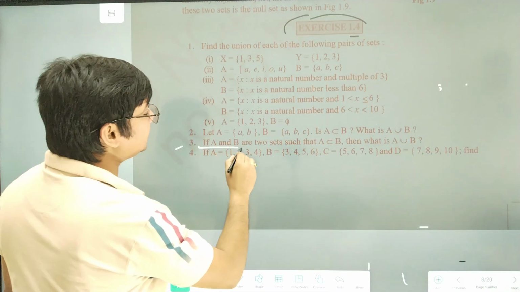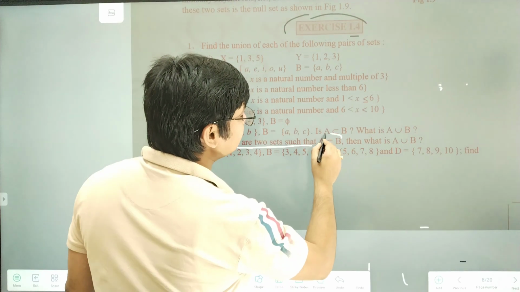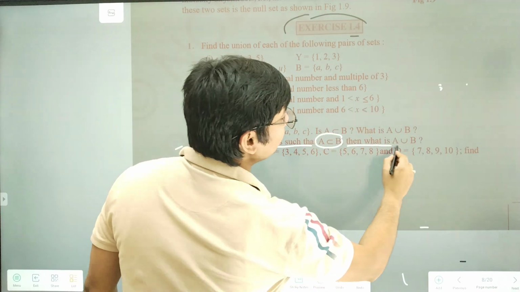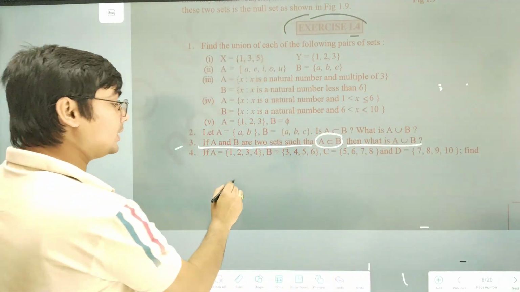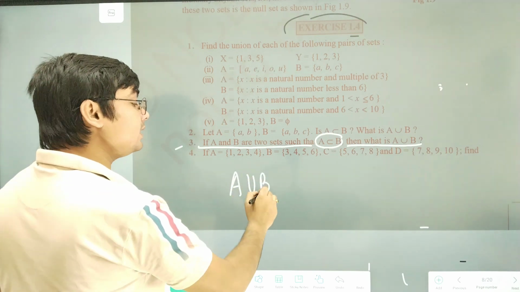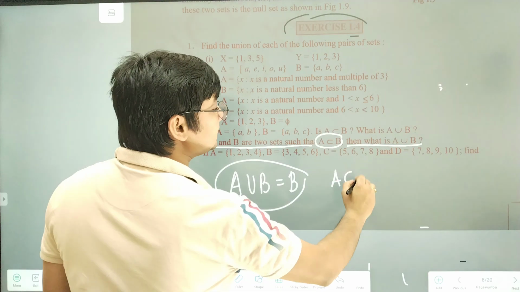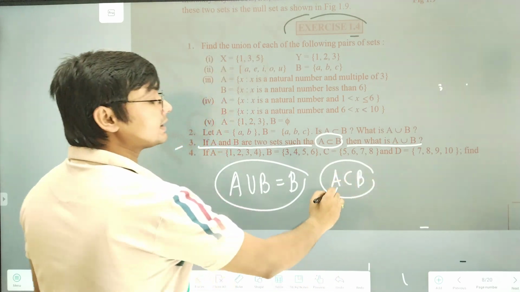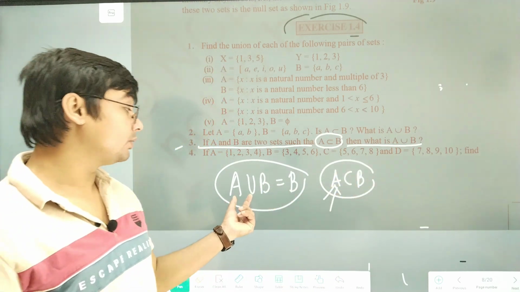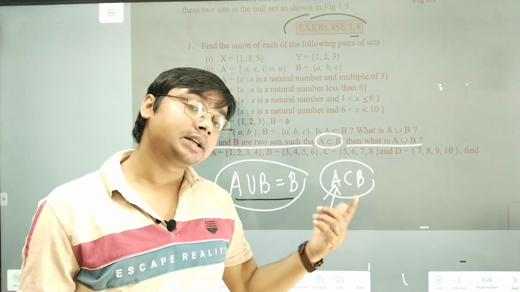Here you see, if A and B are two sets such that A is a subset of B, then what is A union B? What will be A union B, guys? This will be B, because here you see A is a subset of B. That means A union B will be B here. Okay.